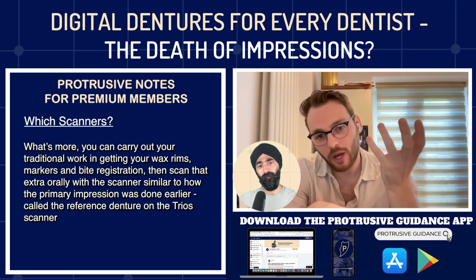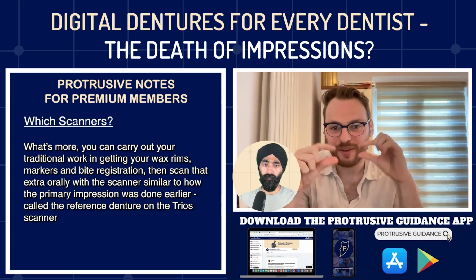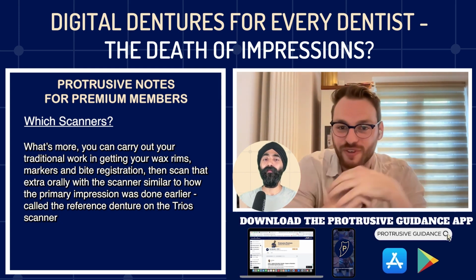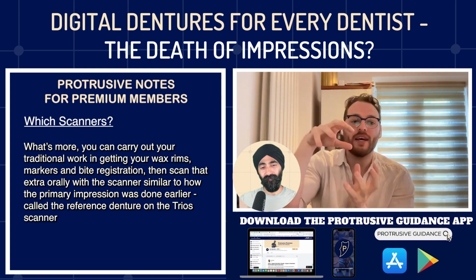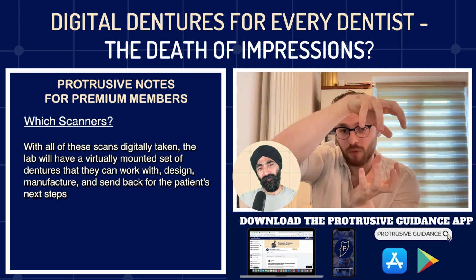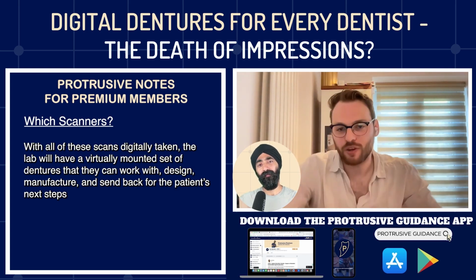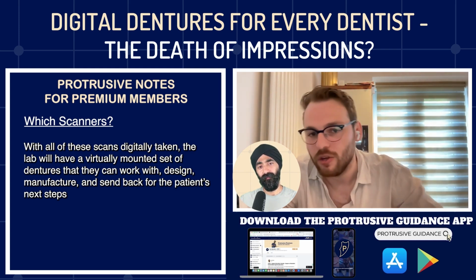You do the same for the upper, and then you put your bite reg material in between, click it all together, and you just scan a bite as if it's an iTero scan like you do on your restorative. And then the technician has a virtually mounted set of models, essentially. They can then just invert the wax rims again. They've got their models in the correct position, and they can design you a denture.